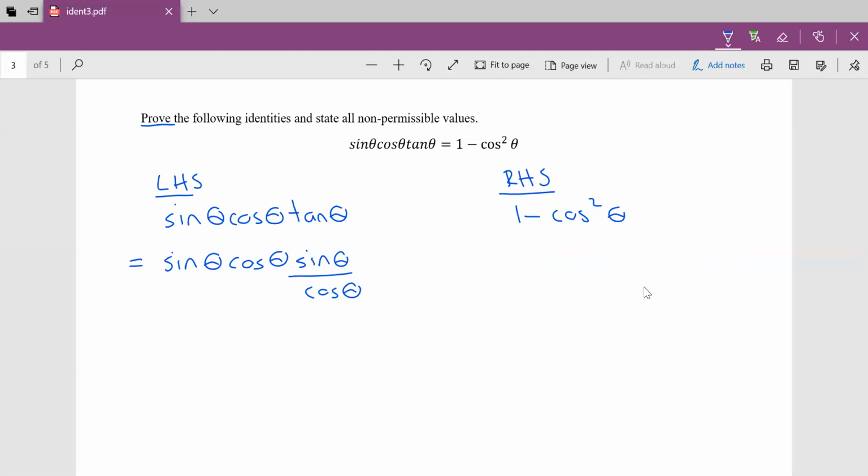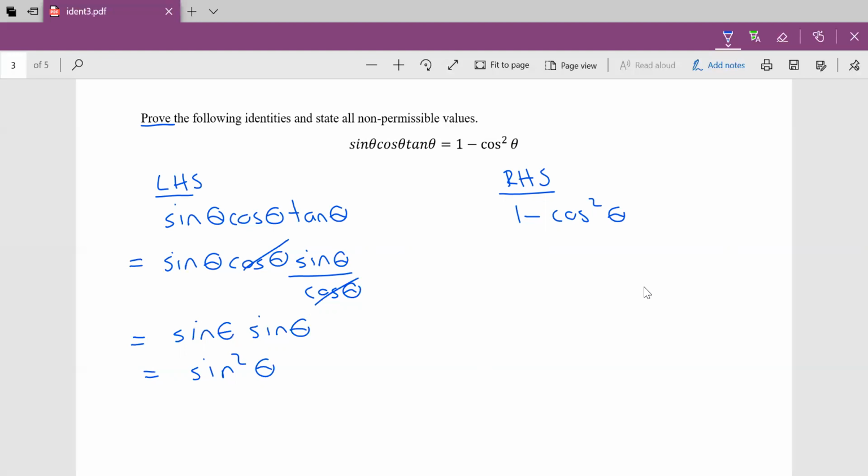Oh, well, look at what happens when I do that. What I recognize right off the bat then is cosine and cosine divide out. Don't say cancel, it divides. It's 1. Okay, what do I have now? Sine theta times sine theta is sine squared theta. Hey, that's pretty simple. Well, okay, let's look at my right-hand side.